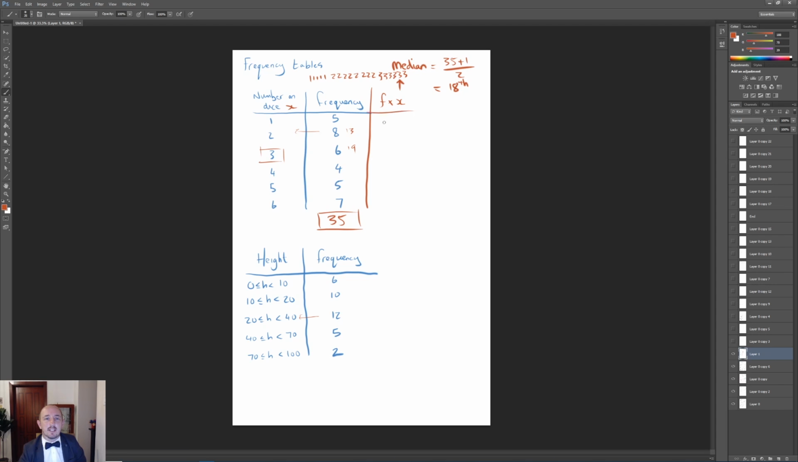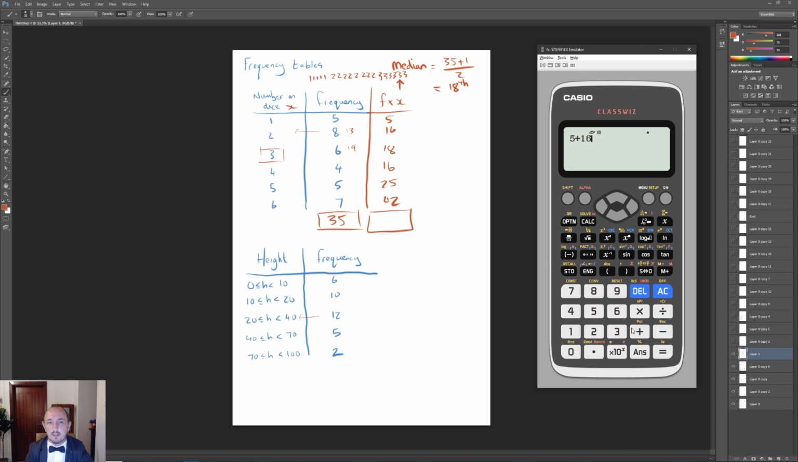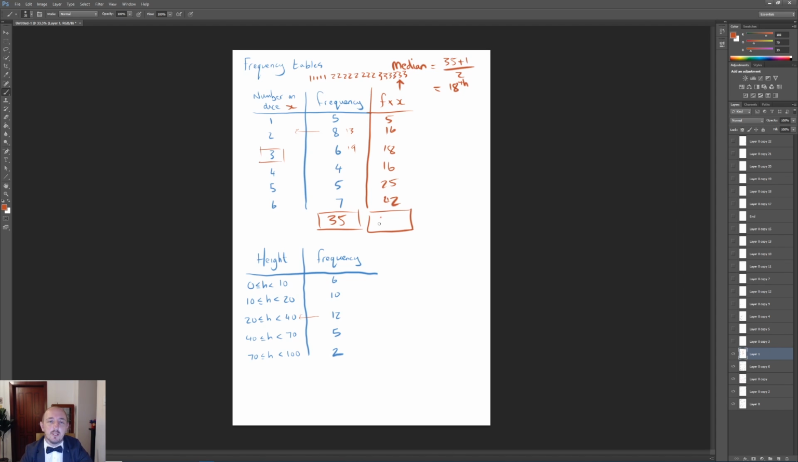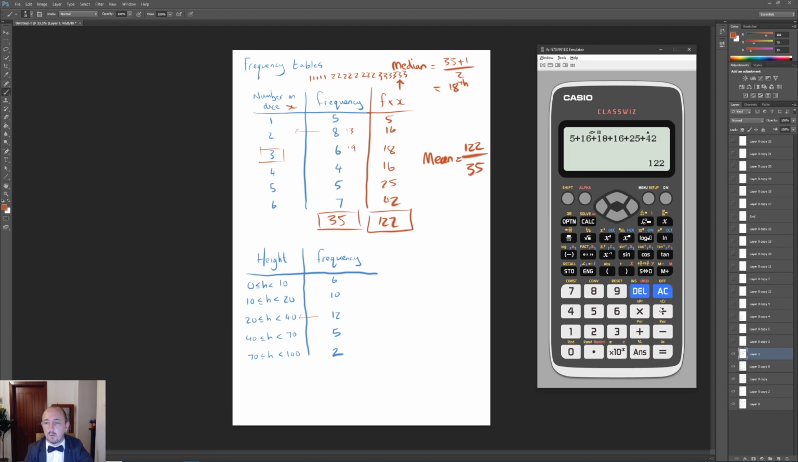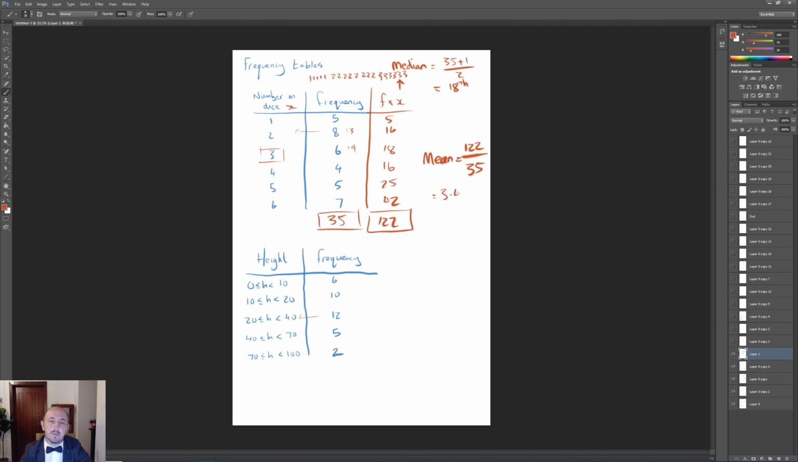So you do your f times x and multiply these out, and then you add those all together. So we're going to do 5 plus 16 plus 18 plus another 16, a 25 and a 42, and you get 122. So our mean value is going to be 122 over 35. We divide that by 35 and we get 3.49. So our mean value would be 3.49 to 3SF for this particular data set.